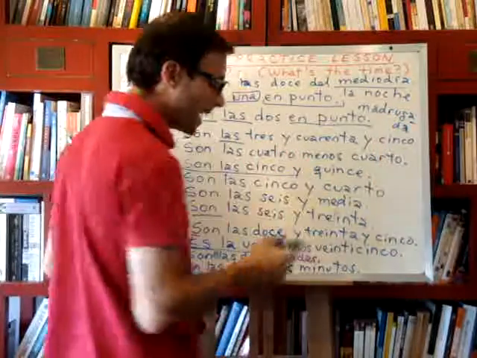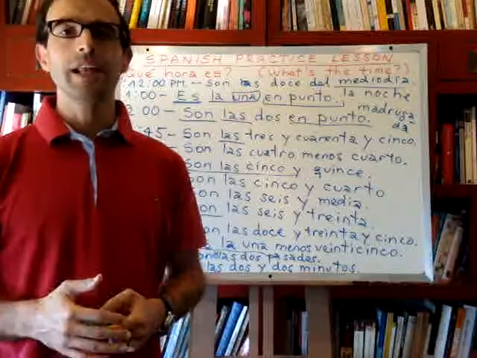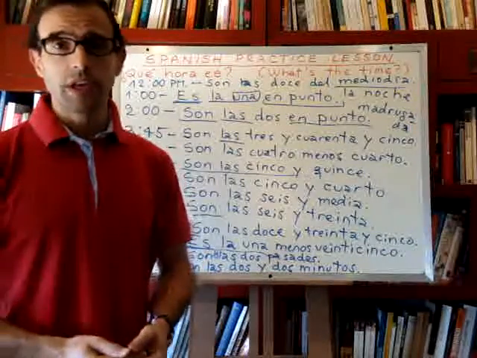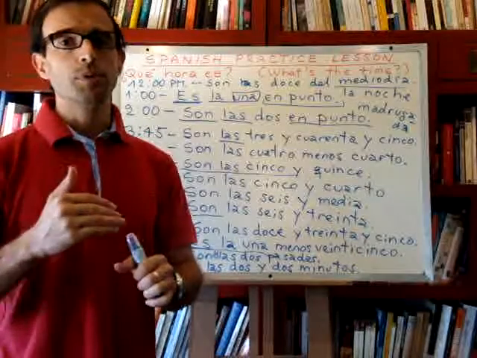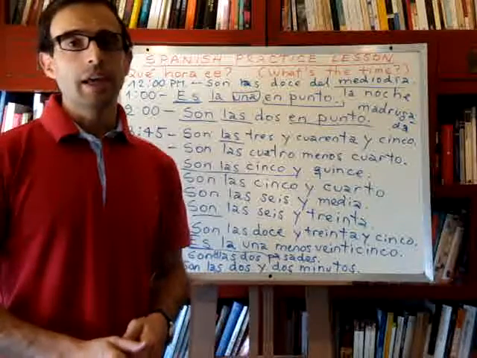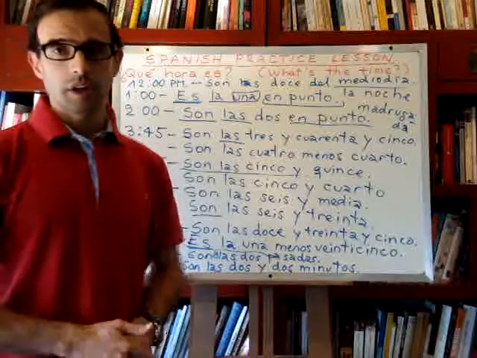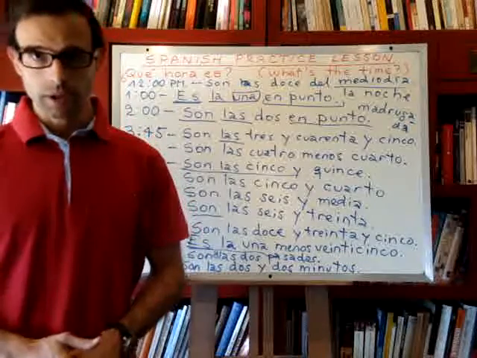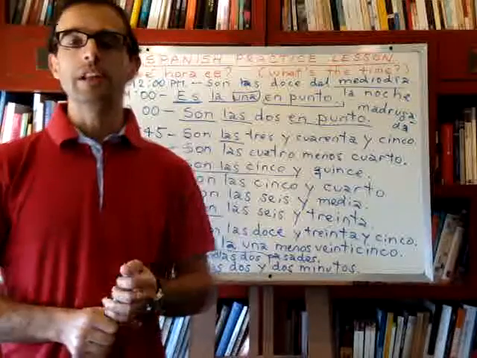So if it is 3 a.m., we will say son las 3 de la madrugada. If it is 3 p.m., we will say son las 3 de la tarde. Okay? From noon until the evening, we say de la tarde. Okay? And from the evening until midnight, we say de la noche. Okay? De la noche, of the night, if we translate it literally.